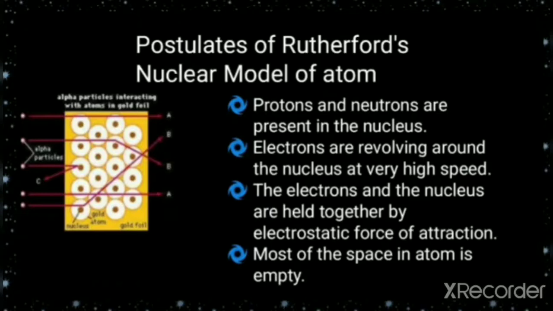Protons and neutrons are present in the nucleus. Electrons are revolving around the nucleus at a very high speed. The electrons and nucleus are held by electrostatic force of attraction, and most of the space in an atom is empty. So these are the main postulates made by Rutherford during his experiment with the gold foil.